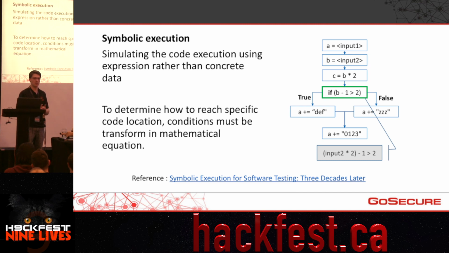So this is really theoretical. In practice, there are many mathematical functions that cannot be resolved. There are also multiple functions that depend on I/O, so it's not always feasible. Here, for this specific function, we can resolve that if we want to reach the true case, we need input 2 multiplied by 2 minus 1 to be bigger than 2 to reach this specific condition.